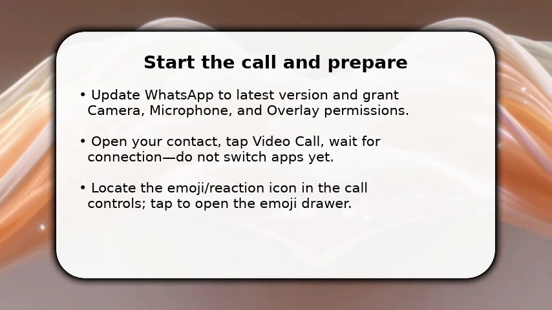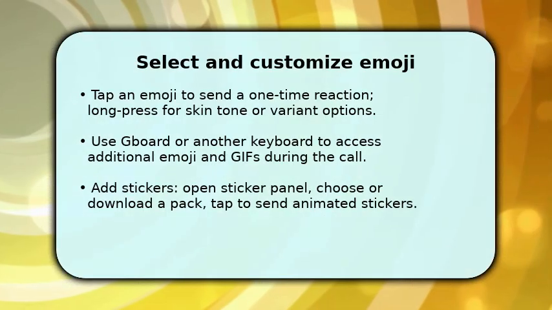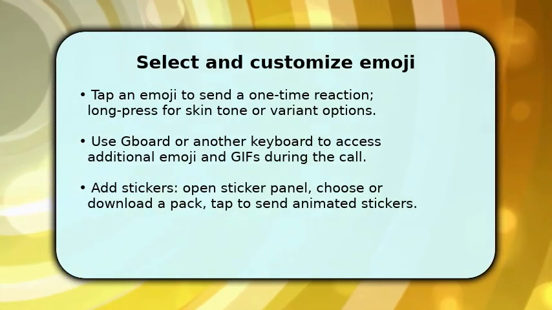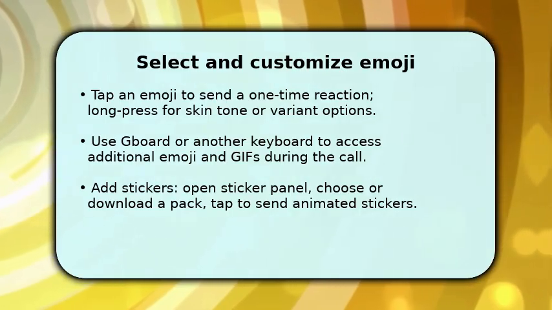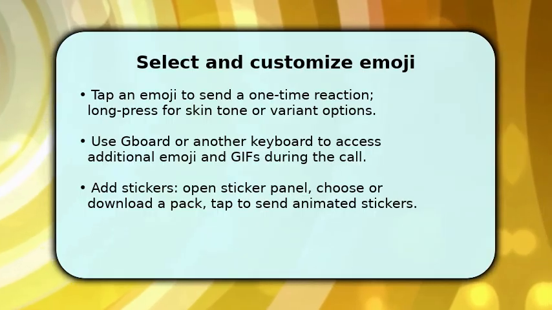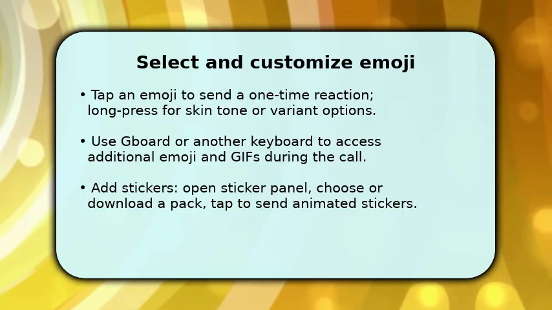Now you pick and customize the emoji. Tap an emoji to send a quick reaction. If you need a variant, long press to choose skin tone or alternate forms. If you want more options, switch to Gboard or your installed keyboard. Open the keyboard inside the call chat field to access extra emoji, GIF, and sticker search.